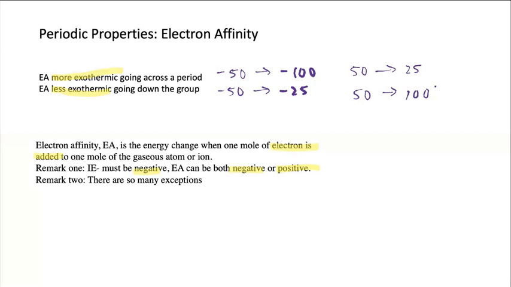All right. And why is it like that? Well, it goes back to the effective charge again. If we move across the period, the effective charge increases. And when we go down the group, the effective charge decreases. But the theory is very similar to ionization energy.